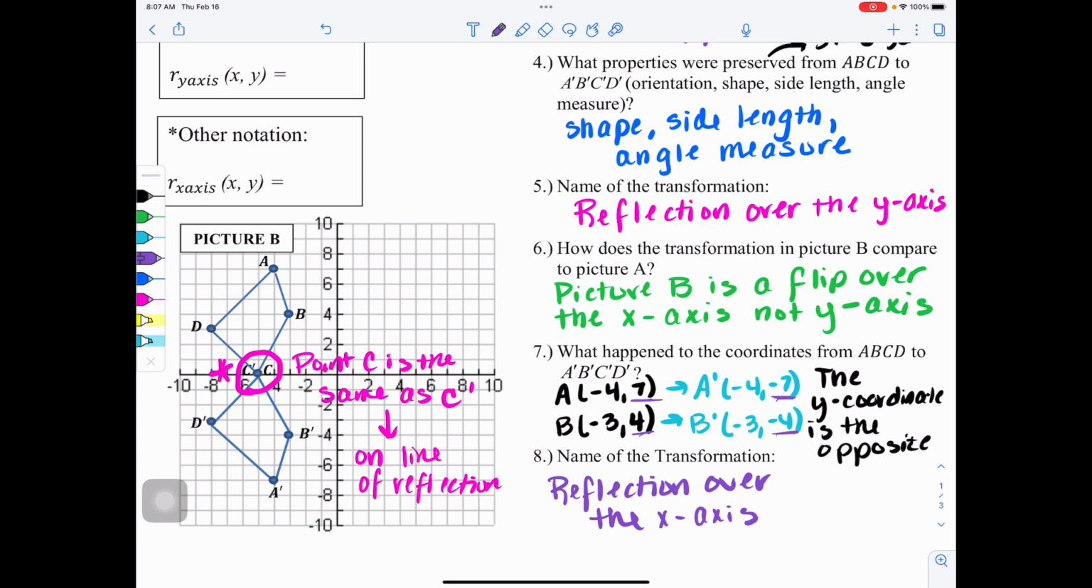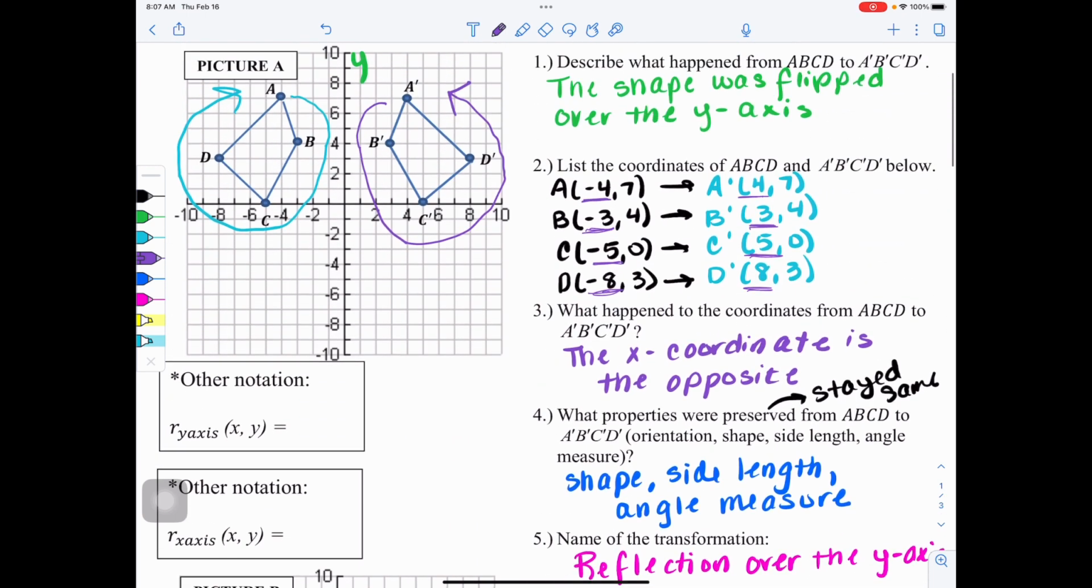Now, one interesting thing happens in picture B that I'd like you to add to your notes. If we look at C and C prime, I don't see that it changed. So point C is actually the same as C prime. Why does this happen? Well, the line of reflection was actually the x-axis. So if I draw that in, point C was on the line of reflection, so it does not change location after the reflection. A nice way to remember this is opposites.